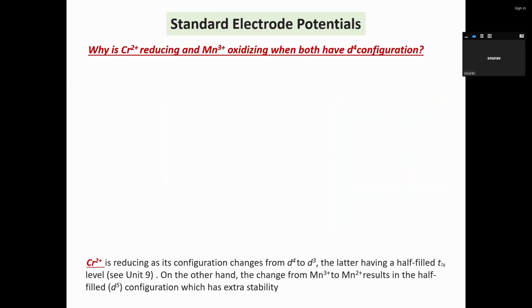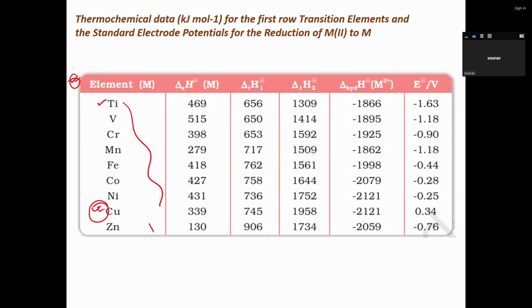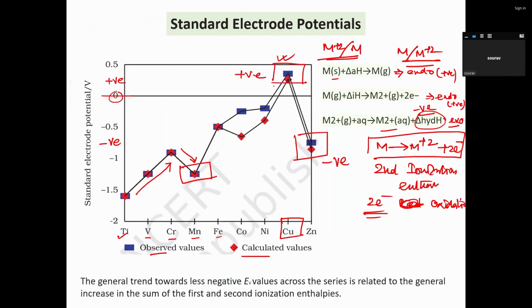Okay. Now you can see why this chromium plus 2 is reducing and why this Mn plus 3 is oxidizing, when both have the d4 electron configuration. That is actually the fact. So when we are talking about this Mn, this is the standard electrode potential value of this Mn, that means the Mn plus 2 to Mn. This value is actually lower than this chromium. So this is the chromium plus 2, this is the chromium. Now this question came here.